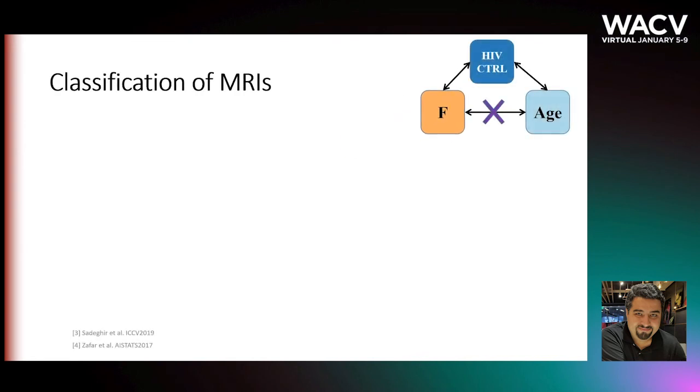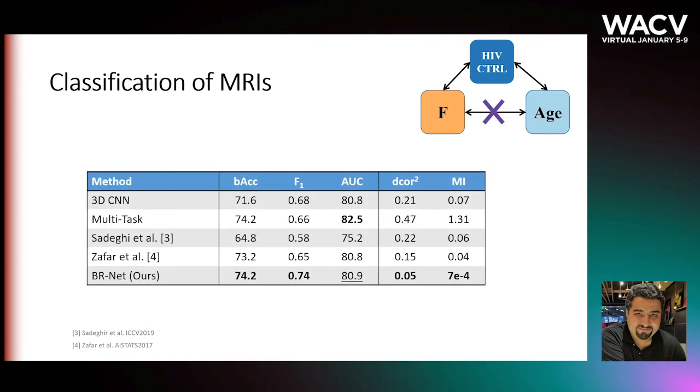Experiments involved classifying subjects based on their MR images into HIV or control classes. Here, the output is the HIV or control, and the protected variable is age. Quantitative evaluations involved evaluating all methods using the balanced accuracy, F1 score, area under the ROC curve or AUC, as well as metrics such as squared correlation and mutual information or MI.